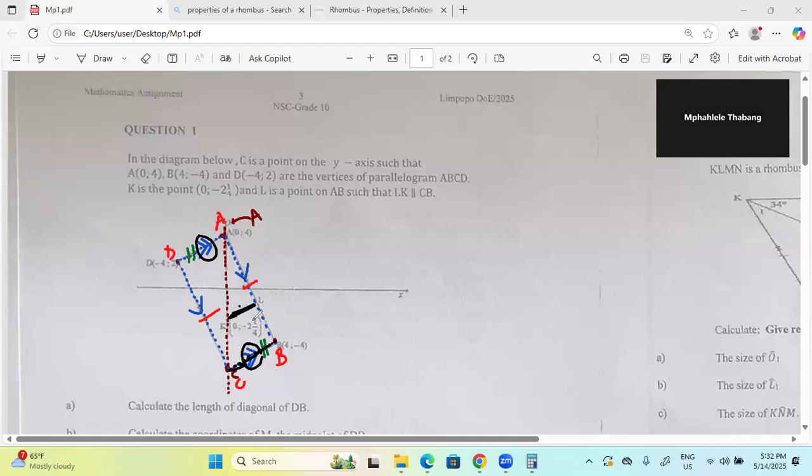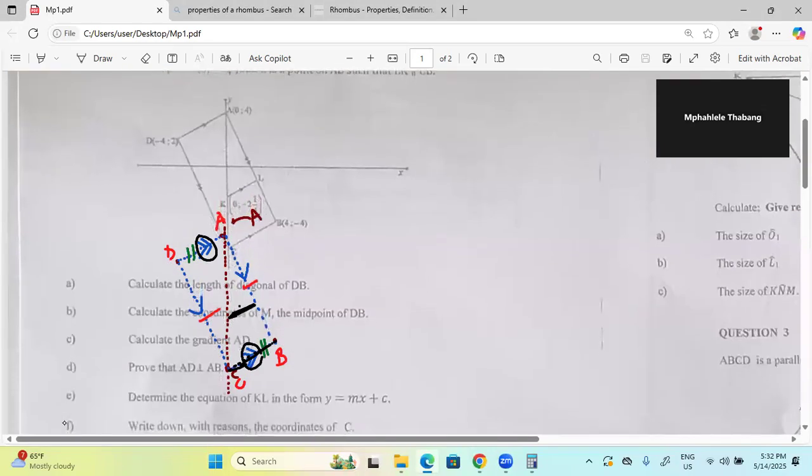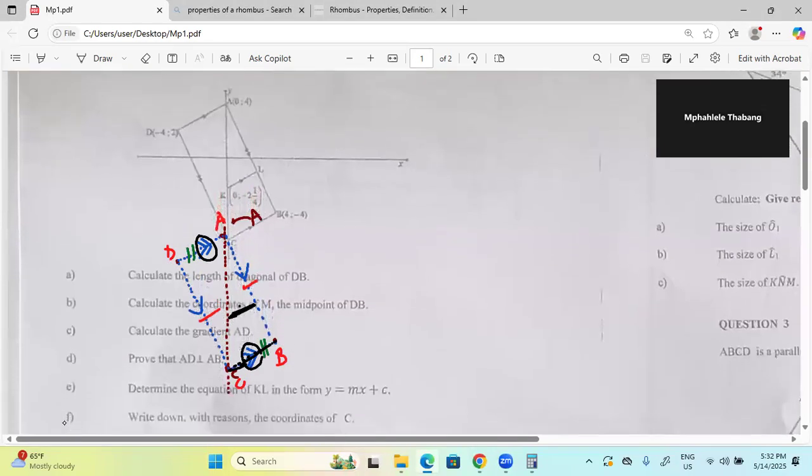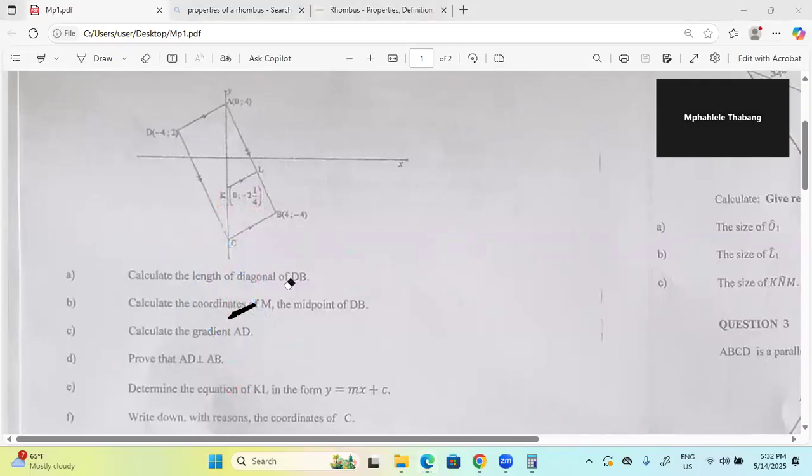Okay, now let's read the question. What does the question say? Calculate the length of a diagonal DB. To calculate the length, we use the distance formula. So the diagonal they're referring to, DB, they're referring to the distance from D to B. This is a diagonal DB. So they want to know the length of a diagonal DB.